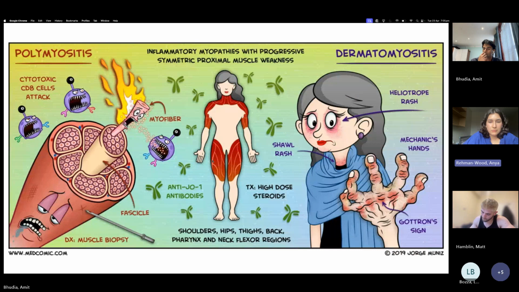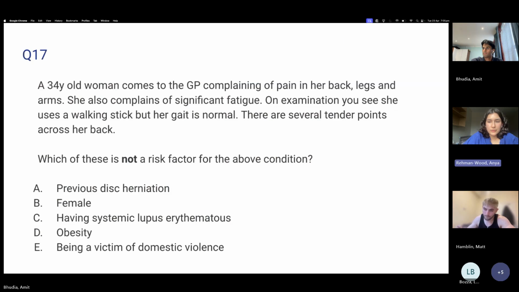This is just to show the difference between the two. Not sure if that's very useful.